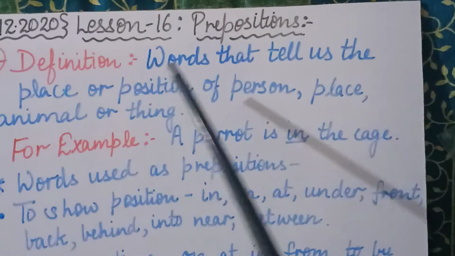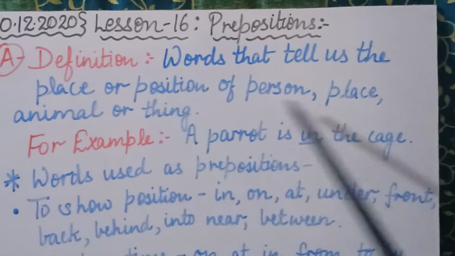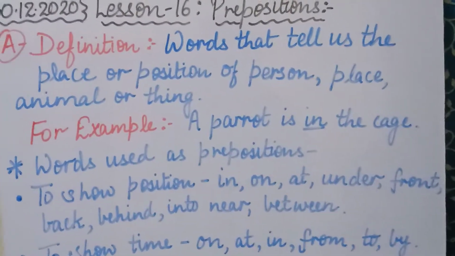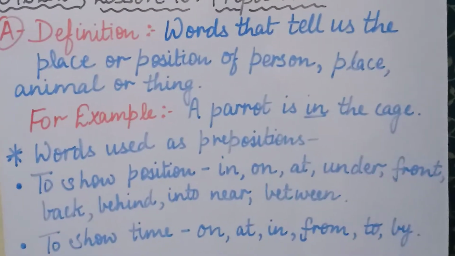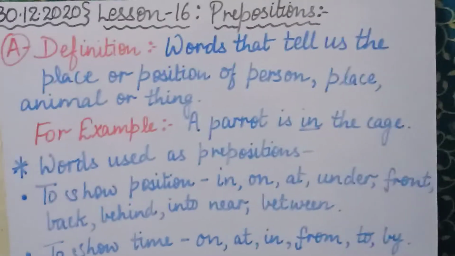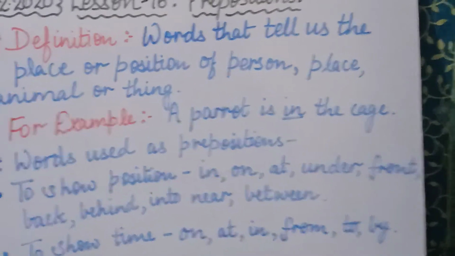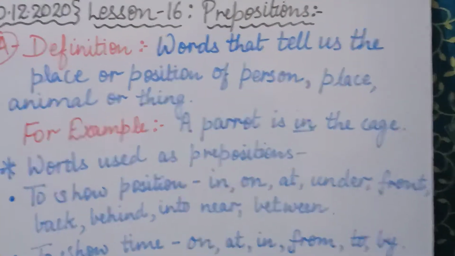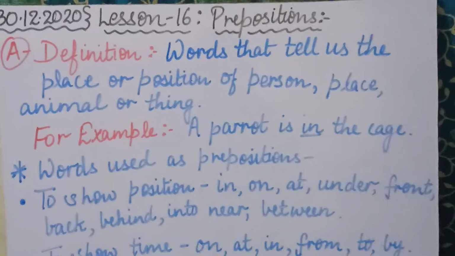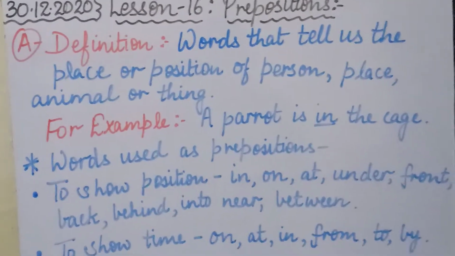So the definition is words that tell us the place or position of person, place, animal or thing. The words that tell us about the place or position of any person, place, animal or thing, those words we call prepositions. Like, the cat is sitting under the table. So what is the cat? An animal. Okay, and where is it sitting? Under the table. So this is our preposition.